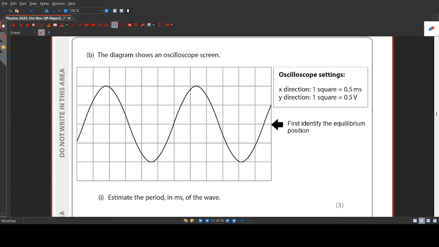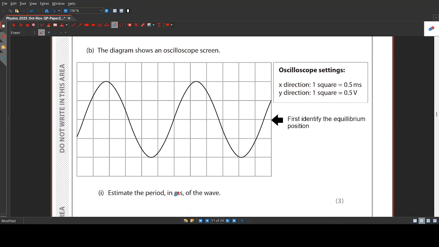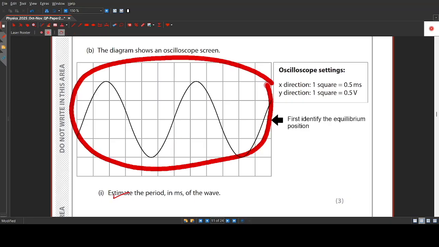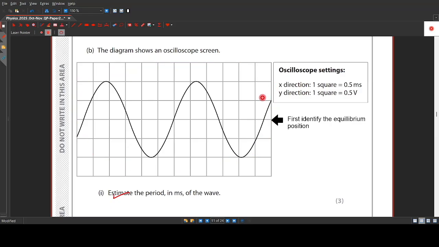Now, the first part of this question asks us to estimate the period in milliseconds of the wave. When you see the word estimate, that basically means that you don't have to find a value accurately. The value of this answer would be in a particular range, so you just have to estimate correctly. Now, this was the initial scenario of the oscilloscope screen. They didn't provide us the equilibrium position, so what I did is that first I identified the equilibrium position. You will also have to do that. And once you identify the equilibrium position, now you just count the number of squares or the number of divisions that fits an entire wave.